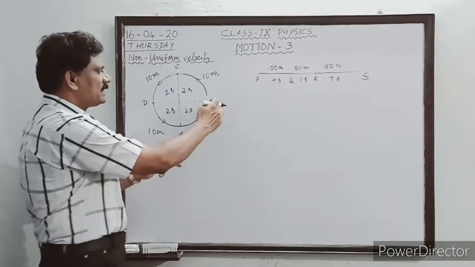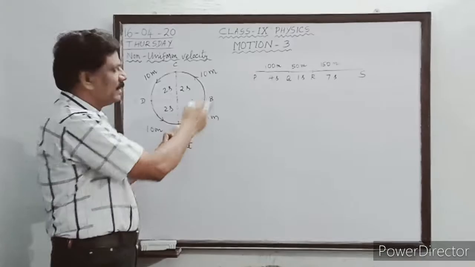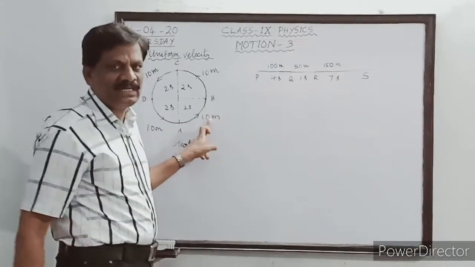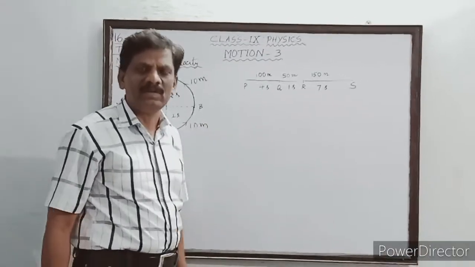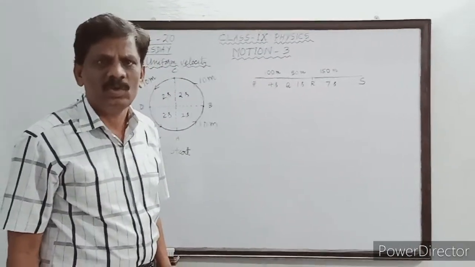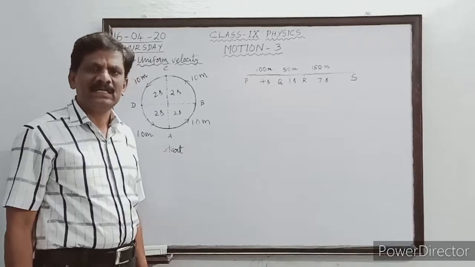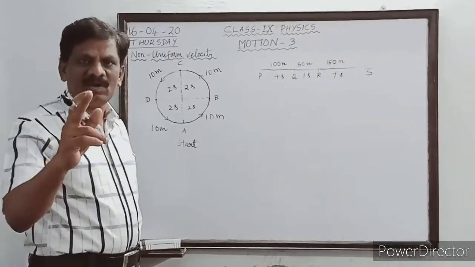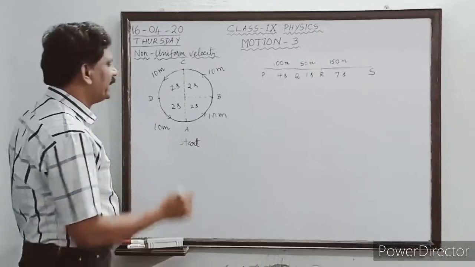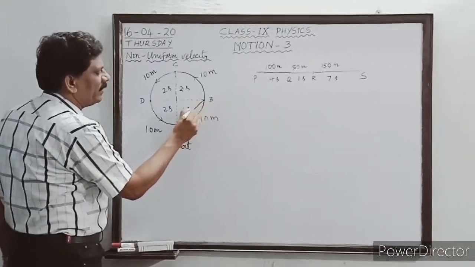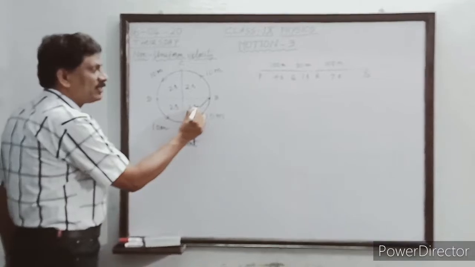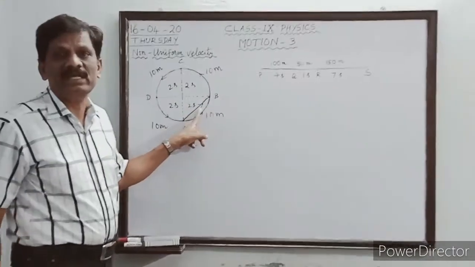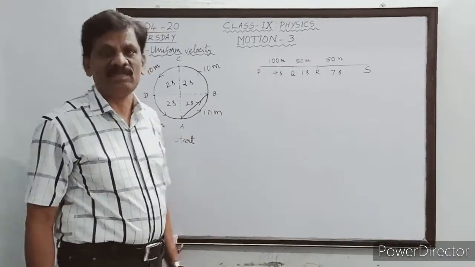So the distance A to B along the curved path is equal to 10 meter. Can the displacement also be equal to 10 meter? No, it cannot be 10 meter. Before that, how will you find the displacement AB? That's good, by drawing a straight line between A and B. I will join A and B with a straight line. This shortest distance AB will be equal to the displacement of the body.